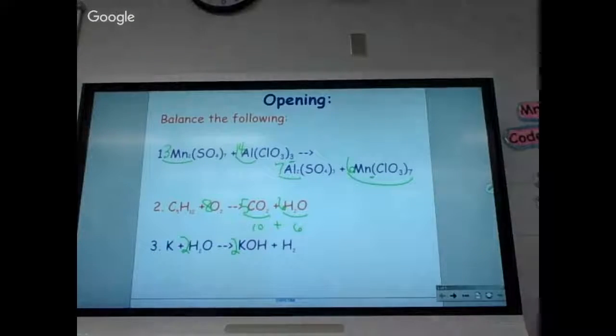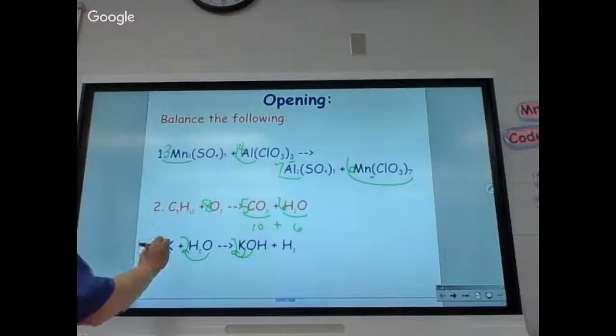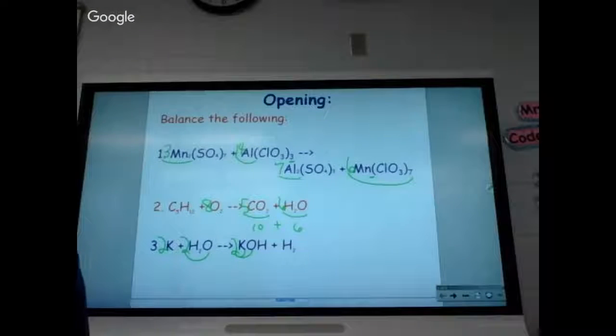Now your H's are balanced. You have 4 on each side. Now everything else will fall in line. How many O's did you create? 2. How many O's are there? 2. How many K's did you make? 2. How many K's do I need? 2. Voila. All right, that one was easy.